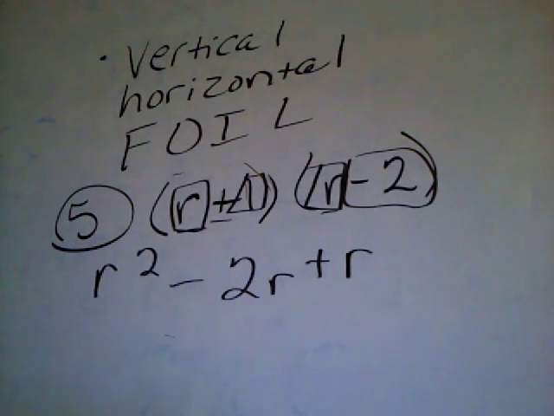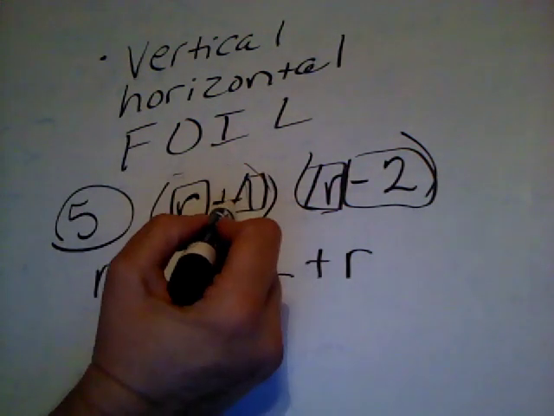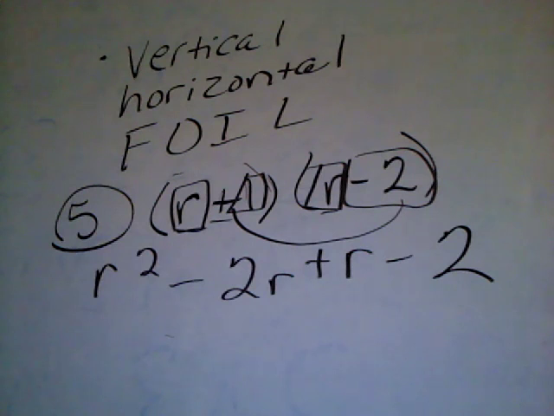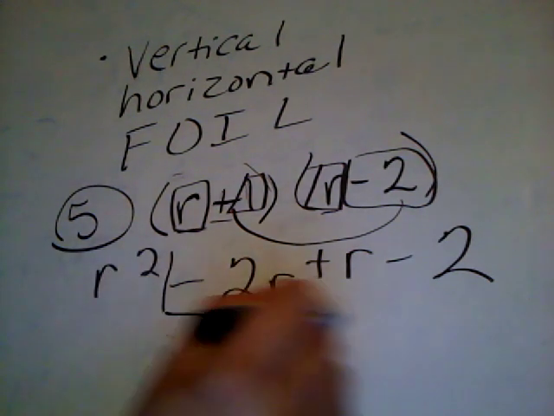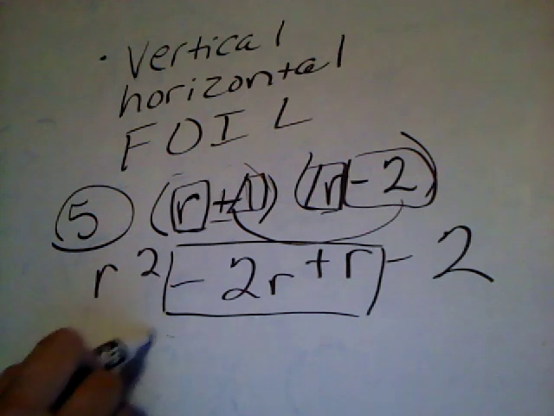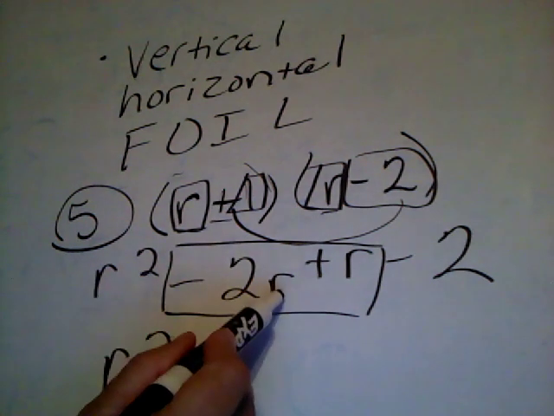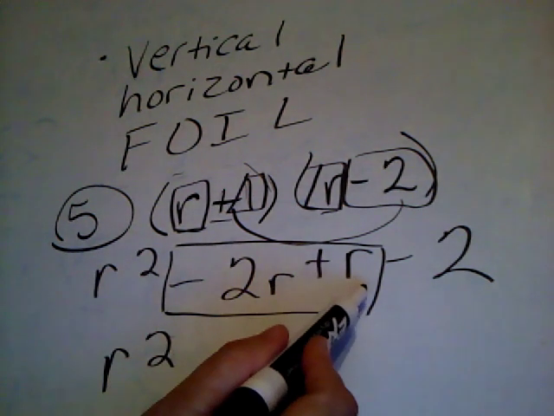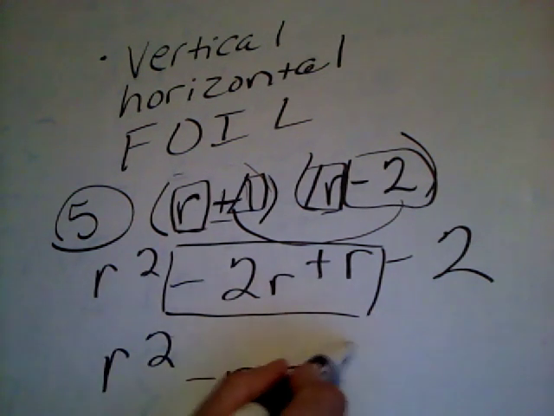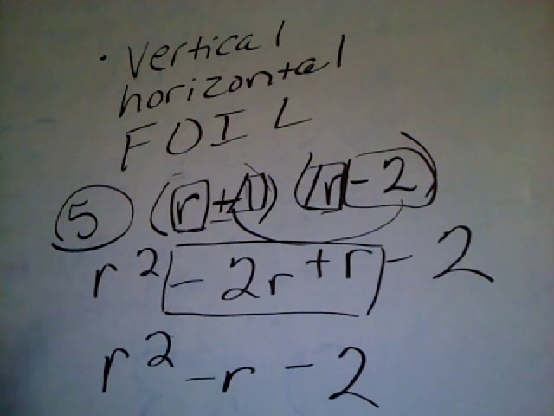I don't have to write that 1. The 1s are understood in algebra. And then last, a positive 1 times a negative 2 yields a negative 2. When I use the FOIL method, I'll combine the middle terms, leaving me with r squared, a negative 2r, and then a positive r, which gives me negative r minus 2. Remember again, I do not have to write the 1s in algebra. They are understood.